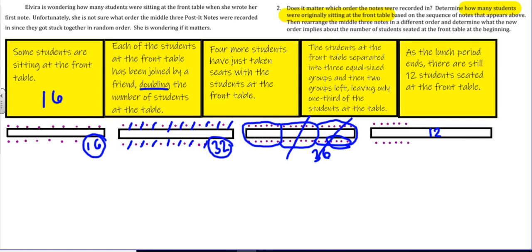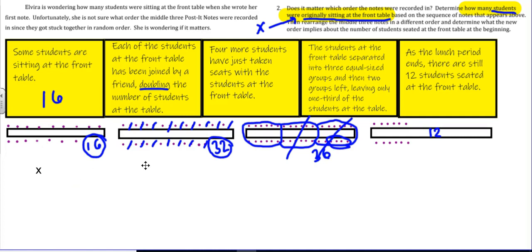All right, so let's look to see how we could represent this algebraically with an equation and symbols. The first thing we're going to want to do is define our variable. So x needs to represent the students that were originally sitting at the front table. So students originally sitting at the front table, that is what x represents. So a number of students. All right, whenever I want to write my equation, I'm going to start at the beginning. So some students were sitting at the front table. That is going to be our x.